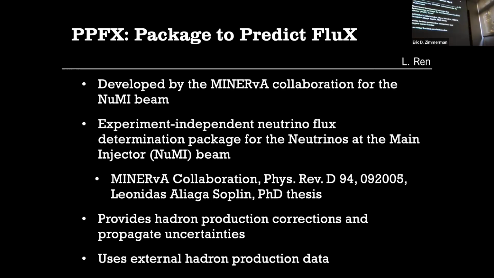So how do we actually use this to get the results into the neutrino simulation? For the Fermilab experiments, there's a software product called PPFX, which is Package to Predict the Flux. This was developed by the MINERvA collaboration for NuMI. It's basically being used for DUNE as well. This is an experiment-independent neutrino flux determination package, and it was the subject of Leo Aliaga's PhD thesis a few years ago. It provides hadron production corrections and propagates uncertainties using external hadron production data.